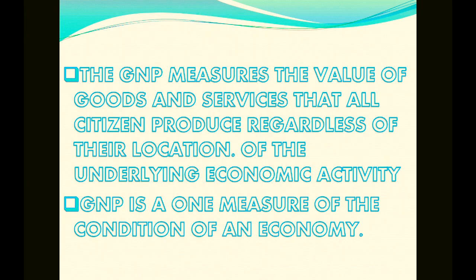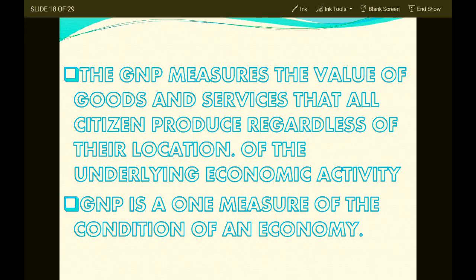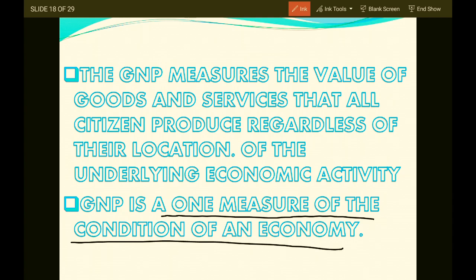The GNP measures the value of goods and services that all citizens produce regardless of their location. See, for example, I am an Indian. I am contributing towards production of goods and services in USA. But in GNP, gross national product, my income will be included regardless of the location, because I am a citizen, or my origin is from India. The location of the underlying economic activity. GNP is one measure of the condition of the economy. This is also one of the indicators which analyzes the position of your economy. Okay.